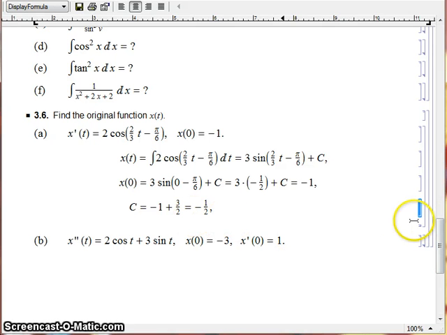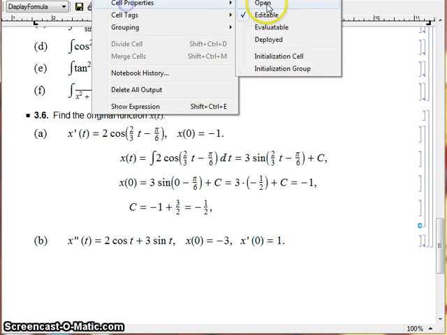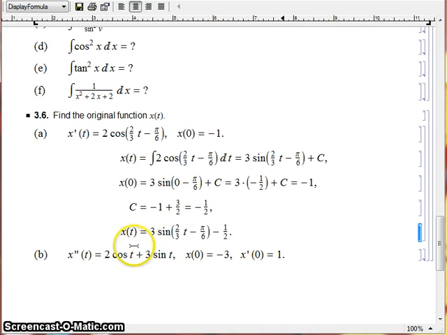Now that we identified c, we can plug it back into this x of t and then determine x of t: 3 sine of 2/3 t minus pi over 6 minus 1/2. Okay. The next problem is a little bit harder, but this one is also really important outside mathematics, especially in physics and engineering.